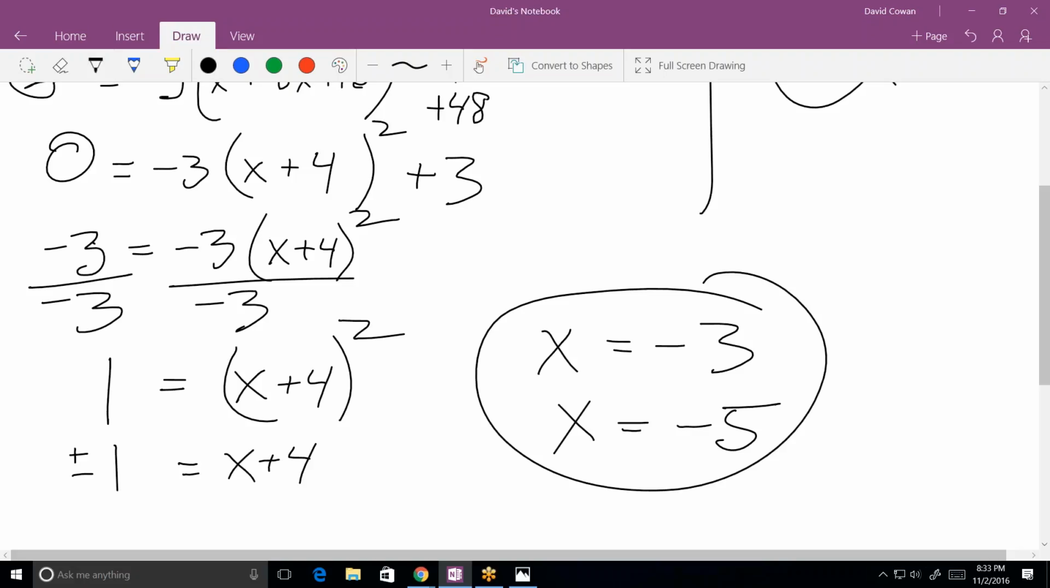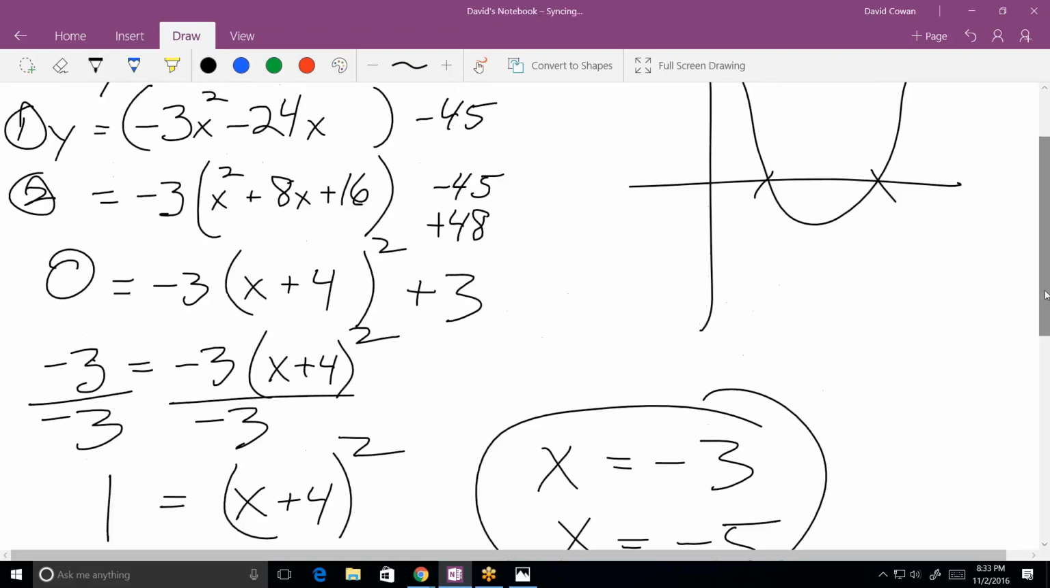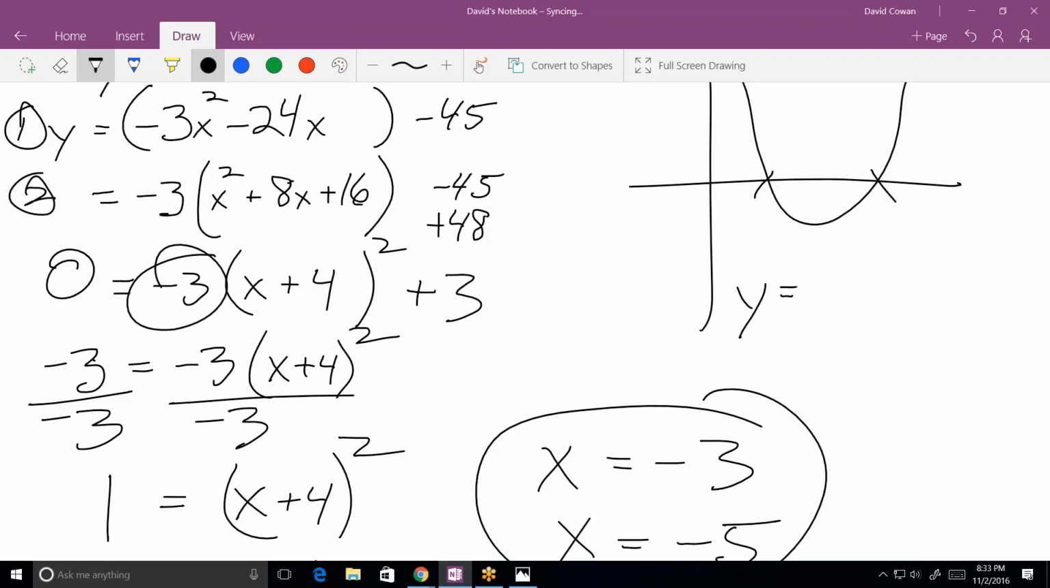I know A is minus 3 from the previous problem when I put it in vertex format. So what's the final equation in intercept format? It'd be y is equal to 1... hold on. What's A? A is 1. No, A is minus 3, my bad. So it'd be y is equal to minus 3 times x plus 3, and then x plus 5. Good.